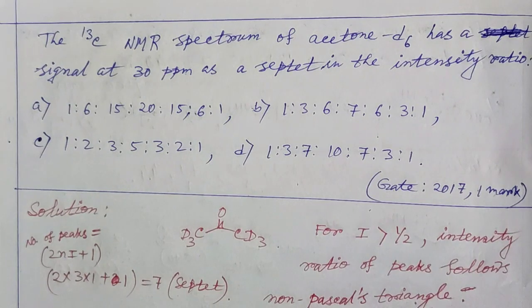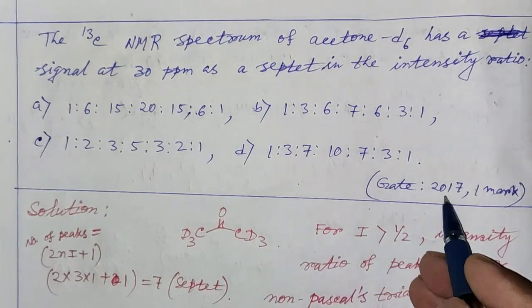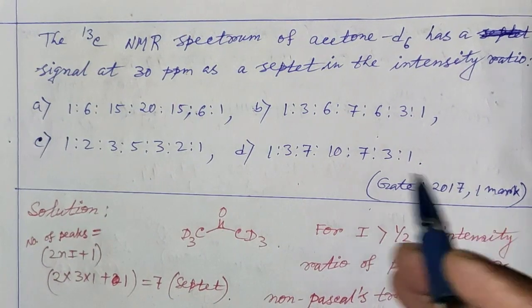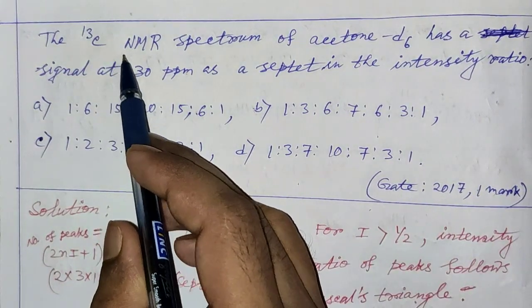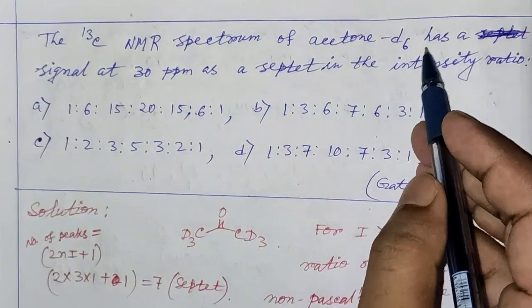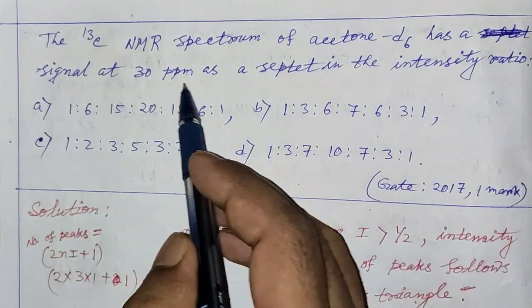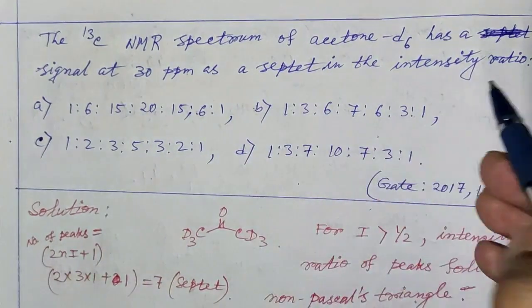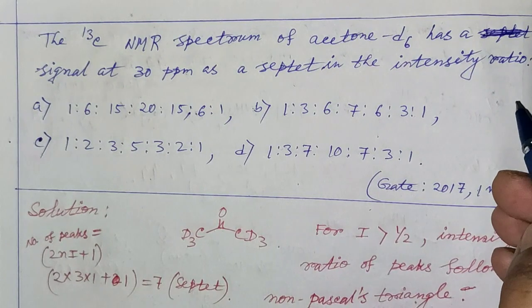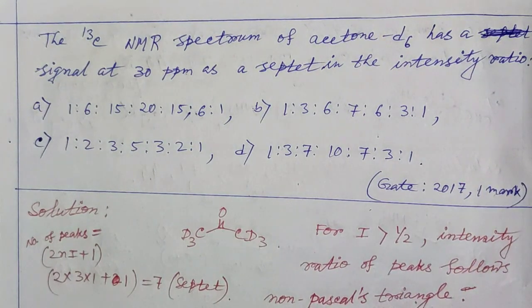Next, I will solve some previous year GATE questions on NMR spectroscopy. This question was asked in GATE 2017 for 1 mark. In the question, it is given that the 13C NMR spectrum of acetone-D6 has a signal at 30 ppm as a septet. We have to calculate the intensity ratio of the septet peak.